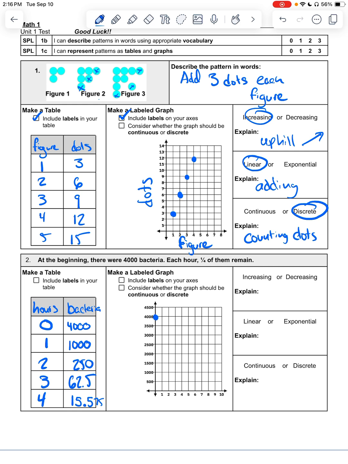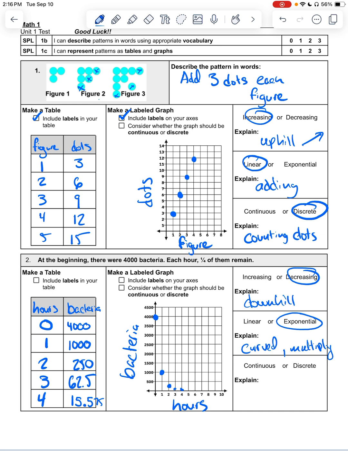Again, plotting those. 1 is at 1,000. 2 is at 250. 3 is at 62.5. And even lower as we're going this way. What are the labels going to be? Again, bacteria on the Y, because that's our output. And hours. This is decreasing because it's going downhill. This is exponential because it's curved. Or because it's multiplying, either way.